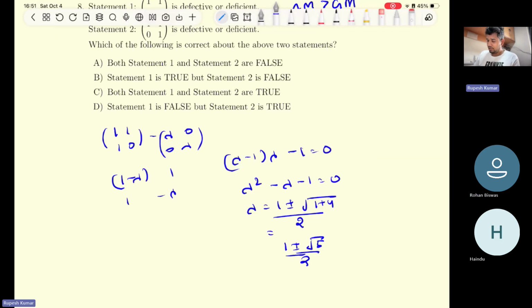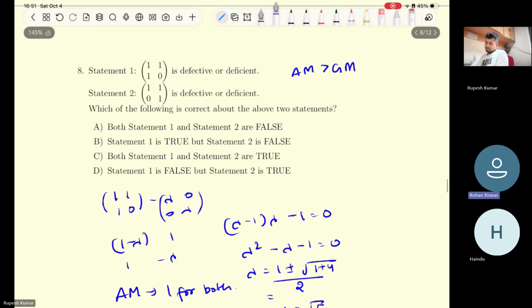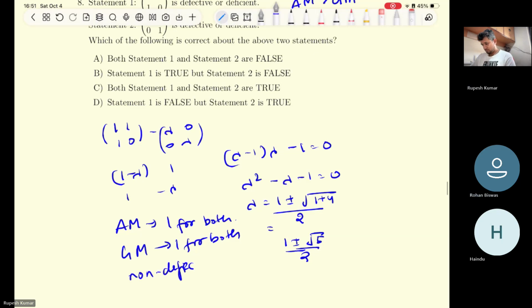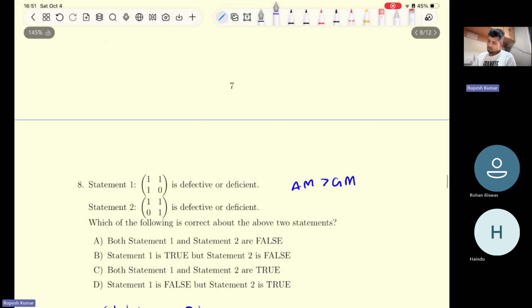AM is always 1 for both, right? And GM must be 1. So GM has to be greater than 0. GM has to be 1 for both. So it is non-defective, right? So statement 1 is false, right?